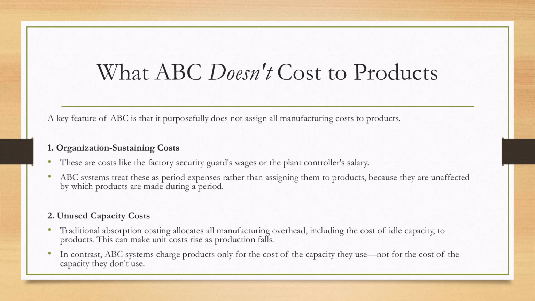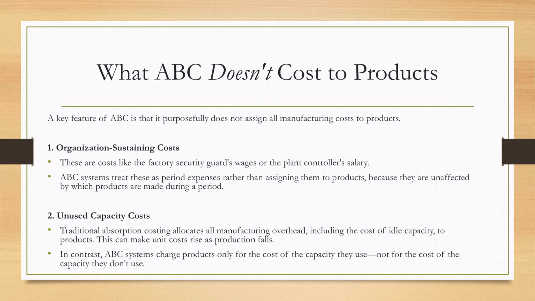A key feature of ABC is that it purposefully does not assign all manufacturing costs to products. First, it excludes organization-sustaining costs. These are costs like the plant controller's salary or the factory security guard's wages. ABC treats these as period expenses because they are completely unaffected by which products are made during a given period.